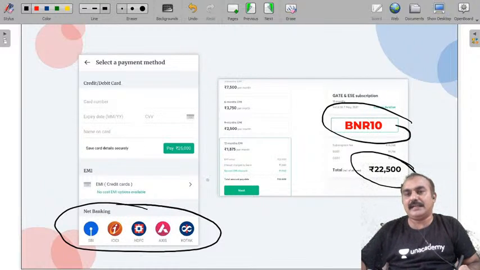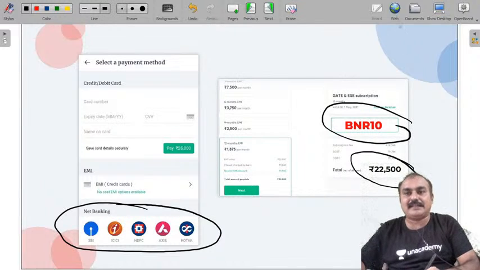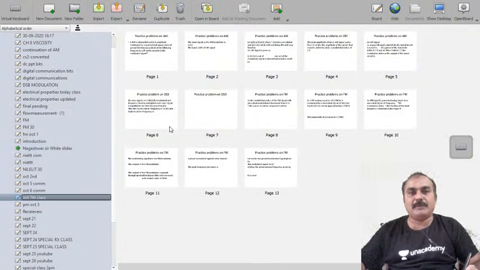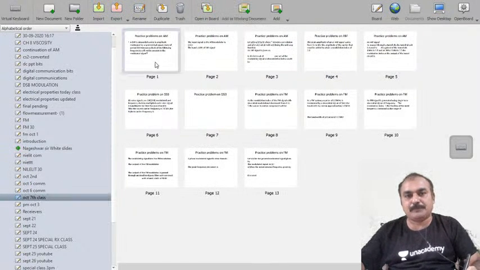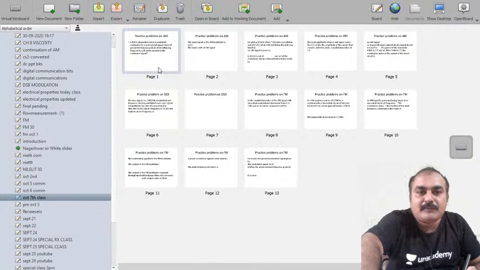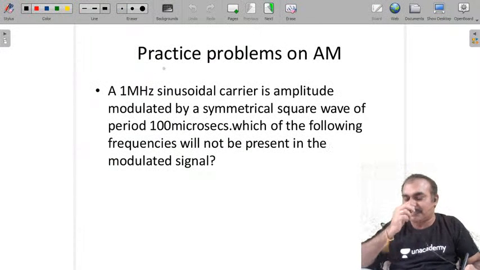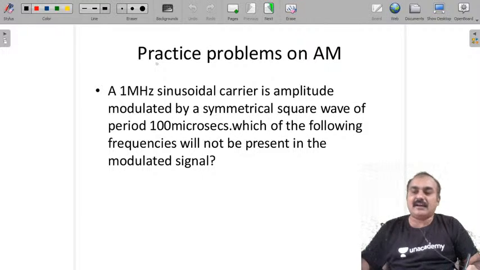Before entering into the subject, what we have dealt with in the last session I have already explained. We have finished certain problems in the last session. We have finished the practice problems, because we have completed analog communications.